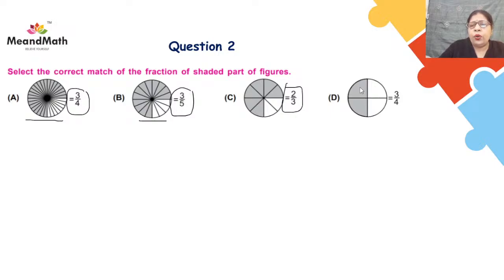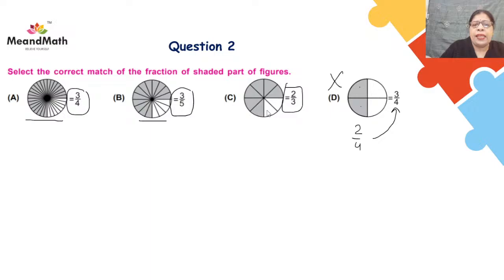Okay, so here 2 parts are shaded and the total part done is 4. So 2 parts are shaded, it should have been 2 by 4. But the option given over here is 3 by 4. So this option is absolutely wrong. Okay, then I will be going with C.